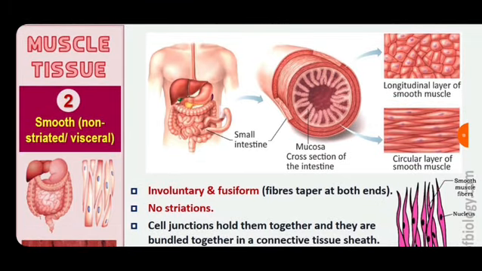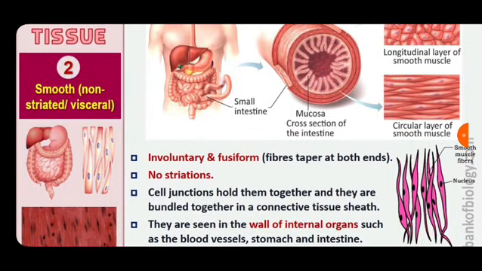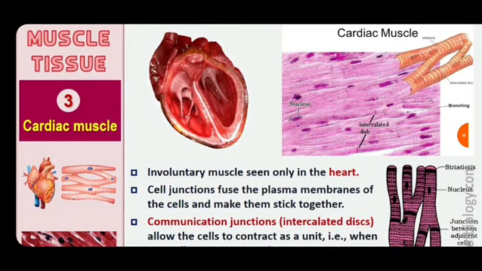Now the second type is the involuntary muscle. Here this shows the absence of the striations. They are present in the walls of internal organs, that is the blood vessels, stomach and intestine, and are referred to as smooth muscle fibers. Now the third is the cardiac muscle fibers. The cardiac muscle fibers are present in the wall of the heart and are involuntary in function.